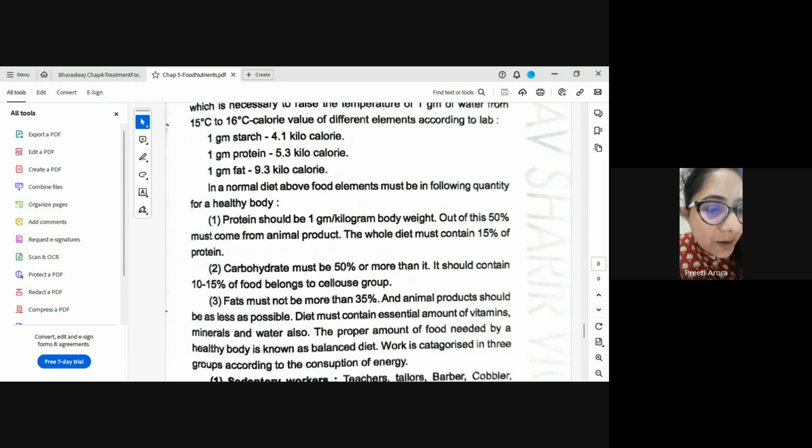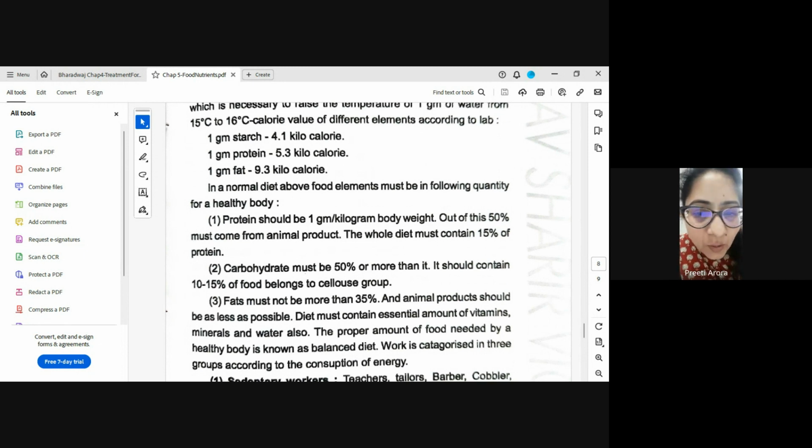Now we need more carbohydrates because this is the one thing that is giving you energy in the body. And it should contain 10 to 15% of food belonging to the cellulose group, that is the plant-based carbohydrate. Now, fat must not be more than 35% and animal products should be as little as possible. Diet must contain essential amounts of vitamins, minerals and water also. This is all mentioned in the book.